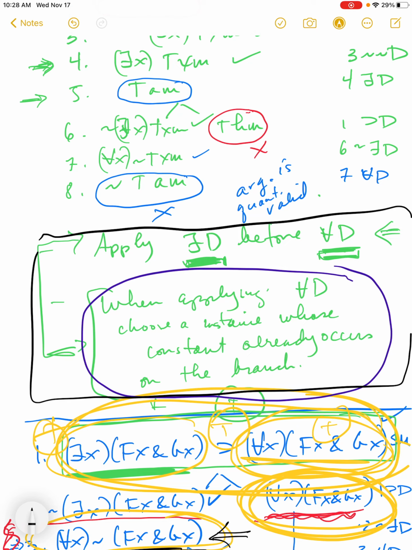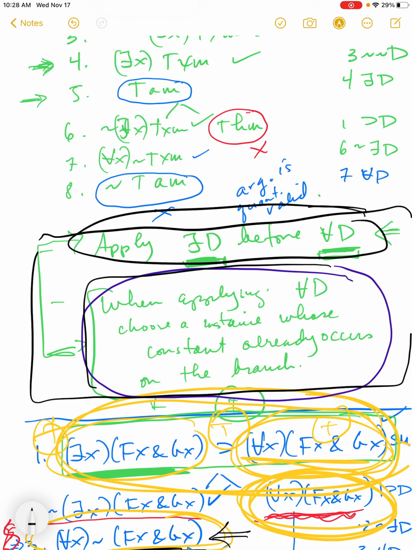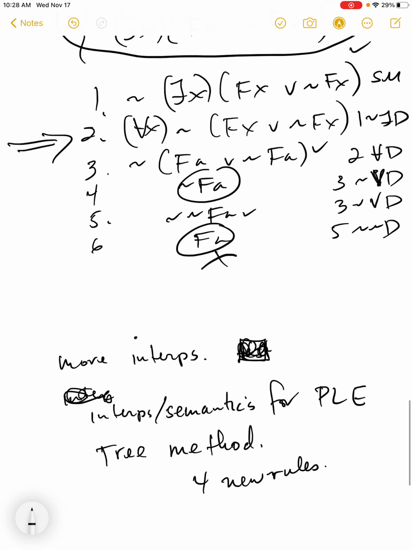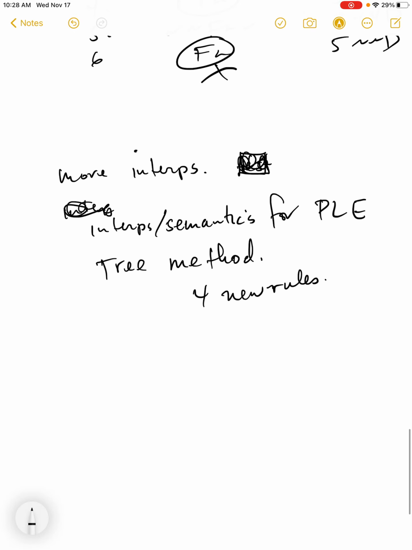But in trees for predicate logic, I suspect you're already starting to see that it's more important to think strategically, because these trees could get really pretty complicated if you don't apply universal decomposition or existential before universal, and you start choosing constants that don't already appear on the branch. Things could get unnecessarily complicated. So try to think strategically when you do these. So we've talked about strategies, and we worked through some fairly simple examples. And we talked a little bit about some theoretical stuff.